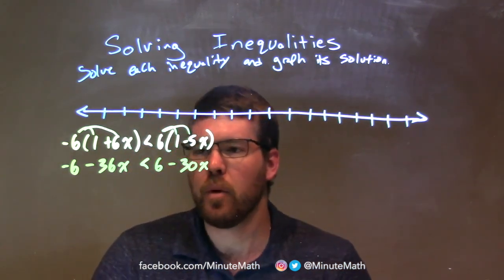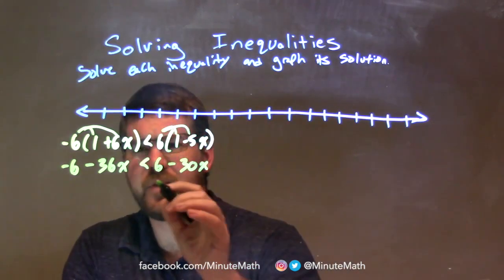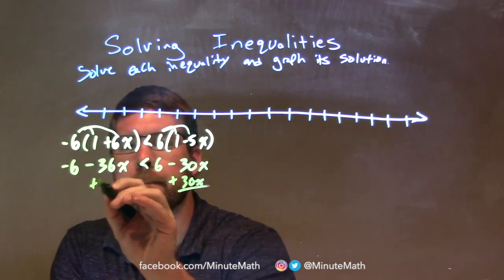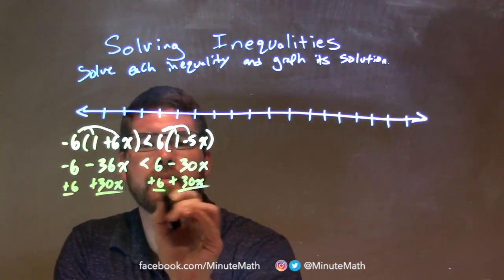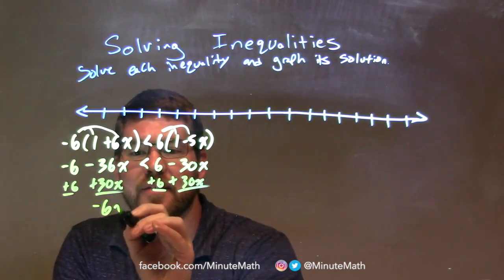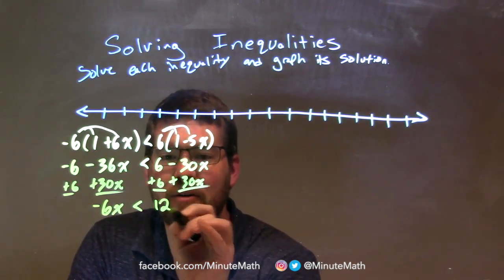Okay? So what we want to do is bring our numbers together and our letters together. So at this point, let's add a 30x to both sides. Why not? And I add a 6 to both sides. Negative 36x plus 30x is a negative 6x, and that's less than, well, 6 plus 6 is 12.